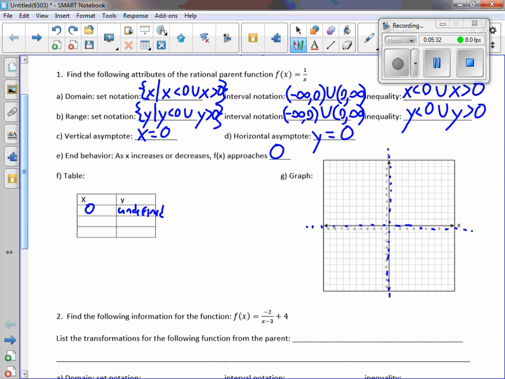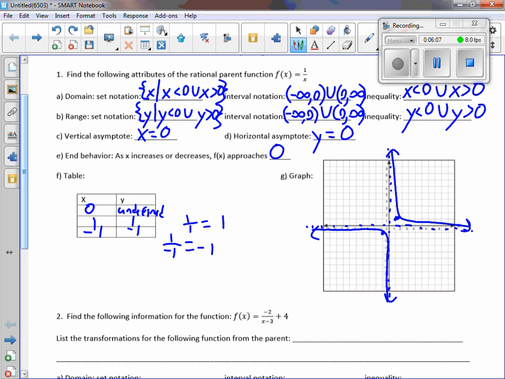What if I plugged 1 in for x? That would give me 1 over 1, which is simply 1. So I have the point 1, 1. And we should know from our basic shape that we just drew that we're going to hug the asymptotes and go through our point. When x is negative 1, that gives me 1 over negative 1, or simply negative 1. So I have the point negative 1, negative 1. Hug our asymptotes, and there's the graph.